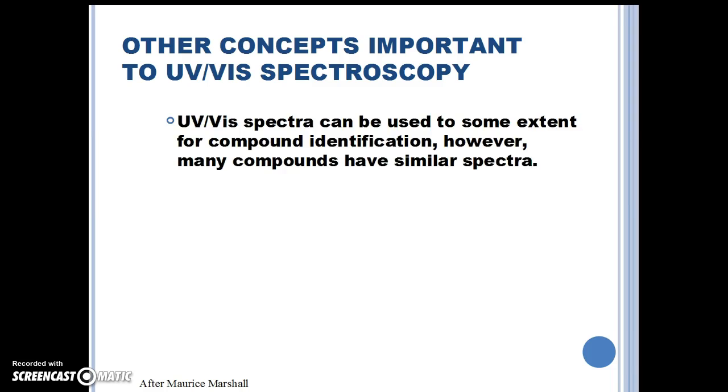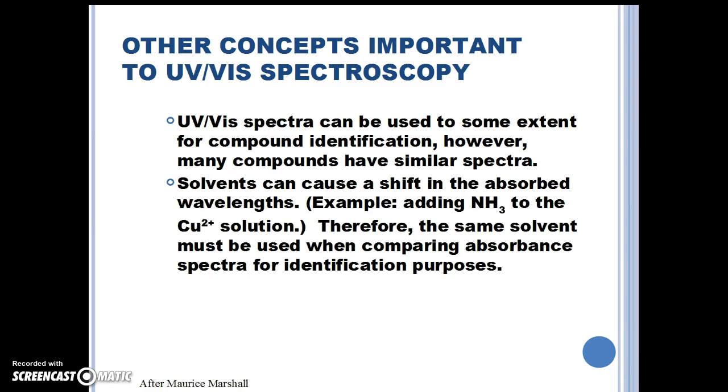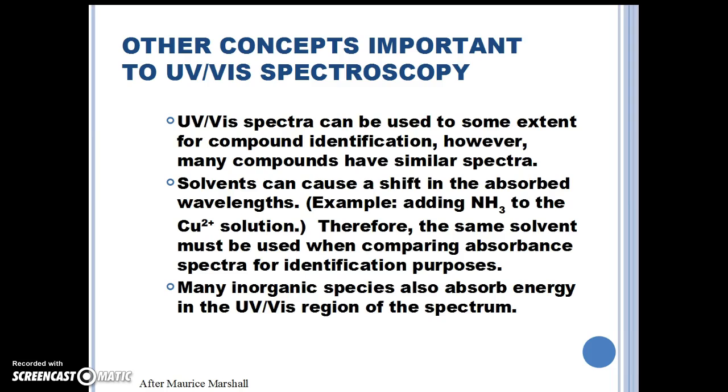You can use it to some extent for compound identification, but you see these functional groups all over the place, so many compounds will have very similar spectra. And solvents can cause a shift in the absorbed wavelengths. So if you add ammonia to the copper 2+ solution, as you may remember doing, it got a whole lot more blue. So you have to use the same solvent when you're comparing absorbance spectra for identification purposes between two compounds. Many inorganic species also absorb energy in UV-VIS, so again that complicates the identification.